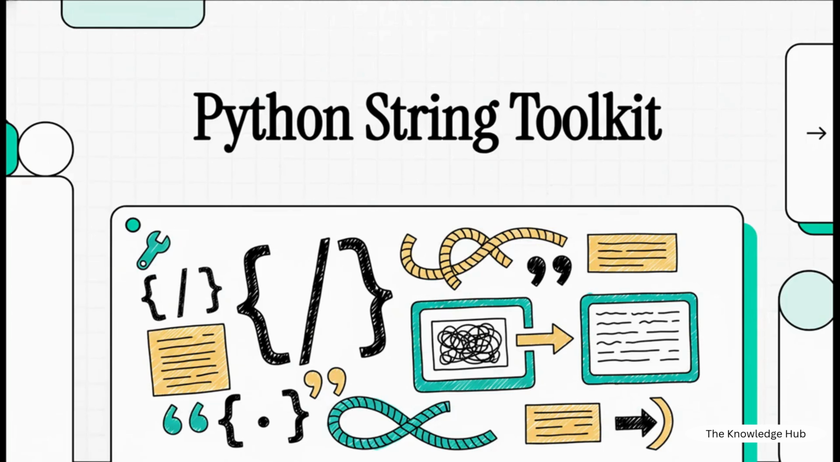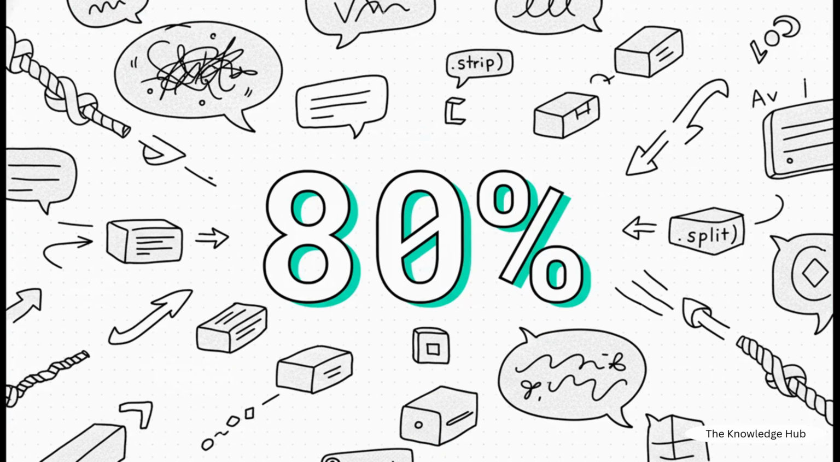Welcome to The Explainer. Today, we're going to crack open the Python string toolkit to wrangle the most common and, yeah, often the messiest type of data in the entire world, text. So get this, an estimated 80% of all real-world data is unstructured text. That is a huge number, and it's the raw, messy stuff that powers, well, pretty much our entire digital world.